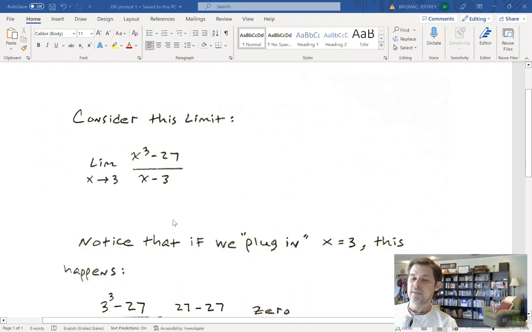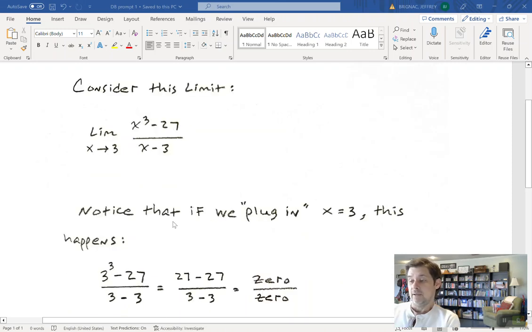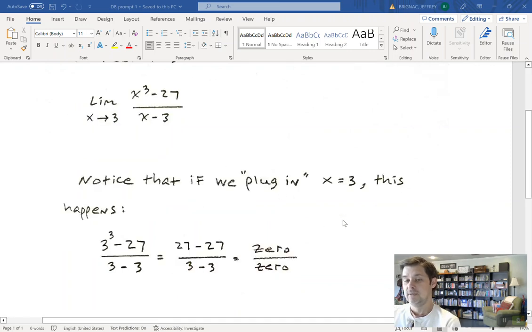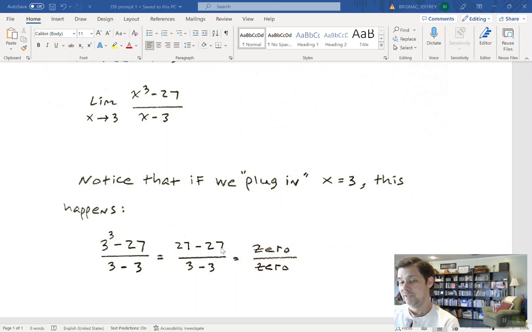Now, I noticed something about this, that the limit is x goes to 3. What if we just plug in the 3 into that function and see what happens? So I'm going to plug in x equals 3. I'm going to put a 3 wherever there's an x. Looks like this. I get 27 minus 27 on top, 3 minus 3 on the bottom. I get 0 divided by 0.